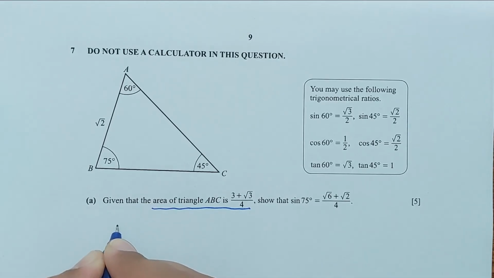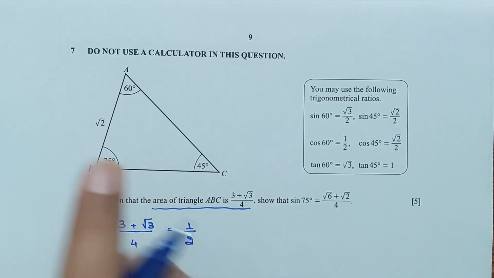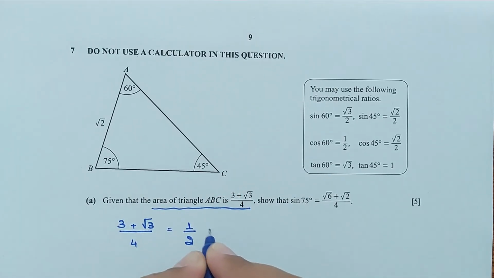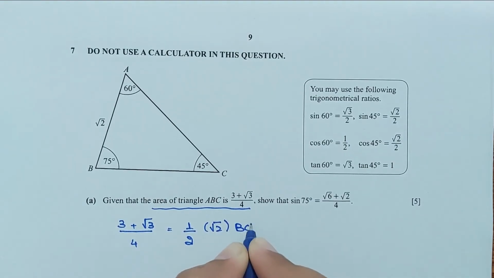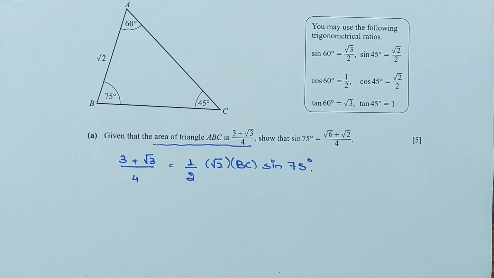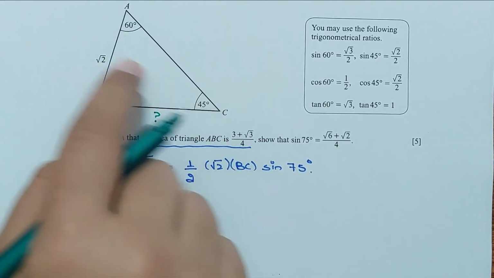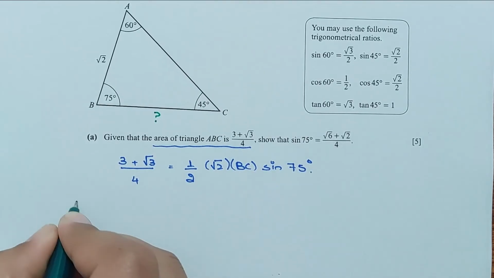So as we know, the area is 3 plus square root of 3 divided by 4. This is half the product of two sides, which is square root of 2 and BC, and sine of angle 75 degrees, right? So first we have to solve for BC. Okay, so let me solve for BC. So to get BC, first this is BC. Okay, it's angle, and let me apply law of sine over here.